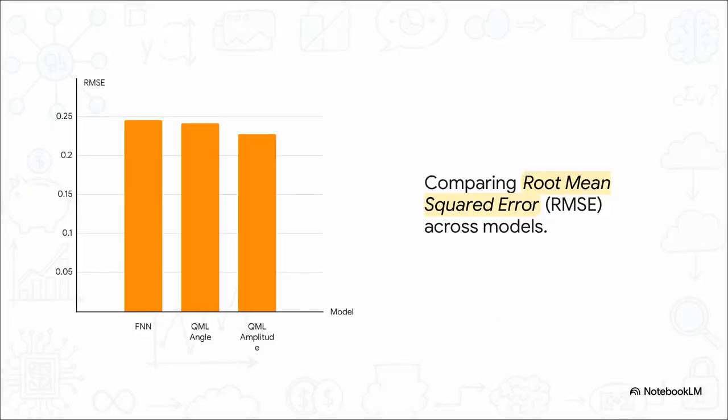Exactly how promising are these results? Well, take a look at the root mean squared error here. This basically measures how wrong the predictions were. The classical feed-forward neural network scored a 0.246. The older quantum angle encoding method scored a 0.242. But our tiny 8-qubit quantum amplitude encoding model achieved the lowest error rate of all, 0.228. It didn't just compete with the Goliath models, it won the prediction battle with a statistically significant lead, proving to be way more accurate and much more stable.